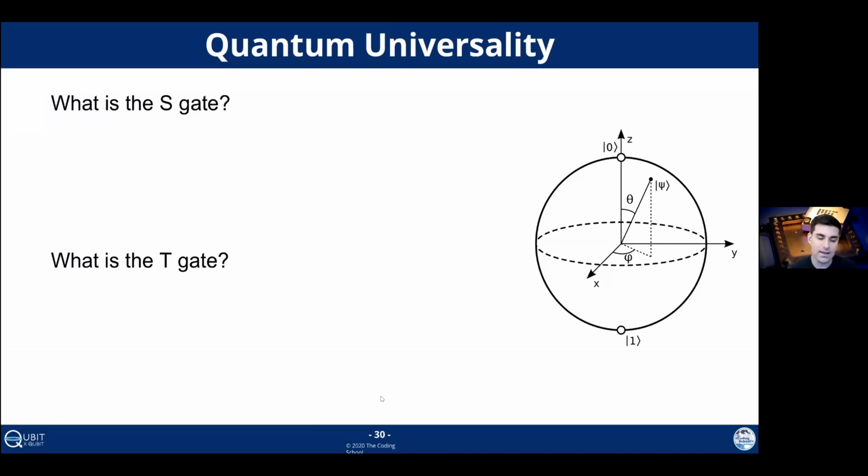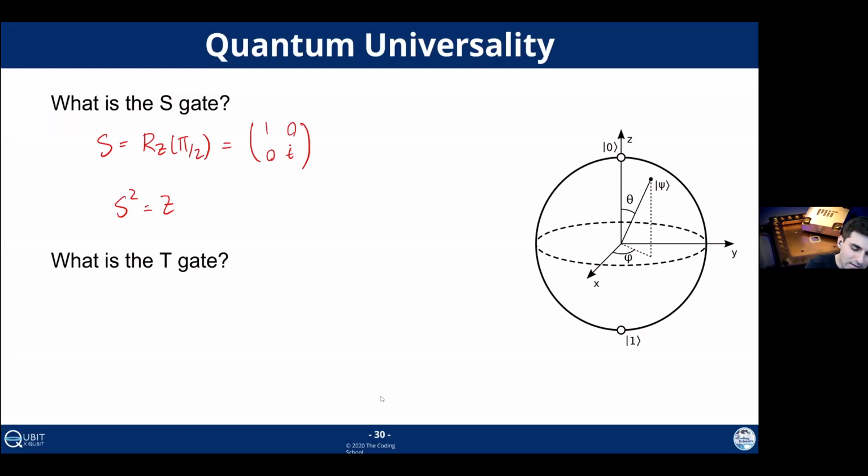So the S gate is just a rotation around the Z axis by pi over 2. And you can show this as the matrix 1, 0, 0, i. In other words, S squared is equal to Z. So that's all the S gate is, and that's something you'll see in the Quantum Experience.